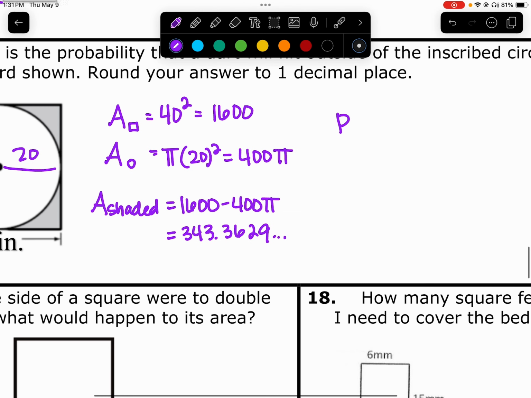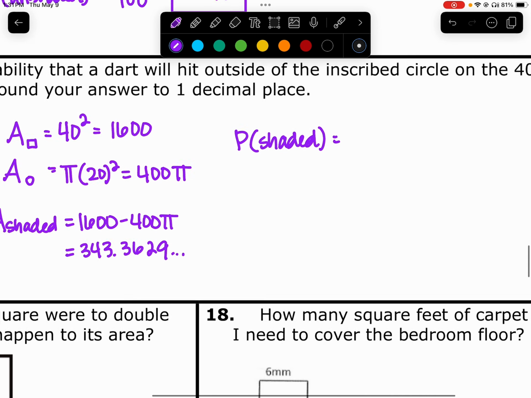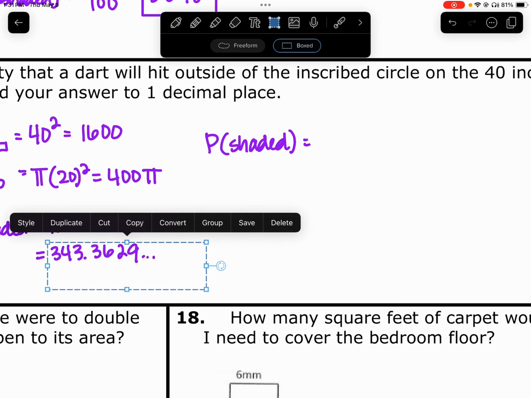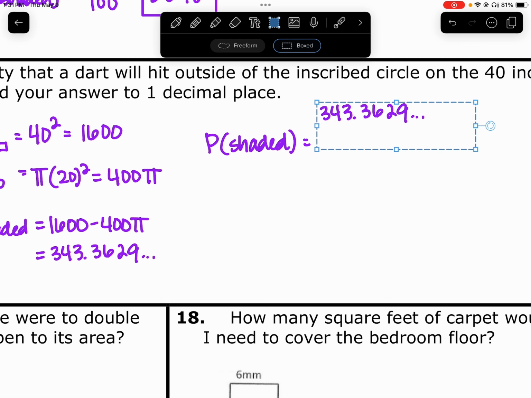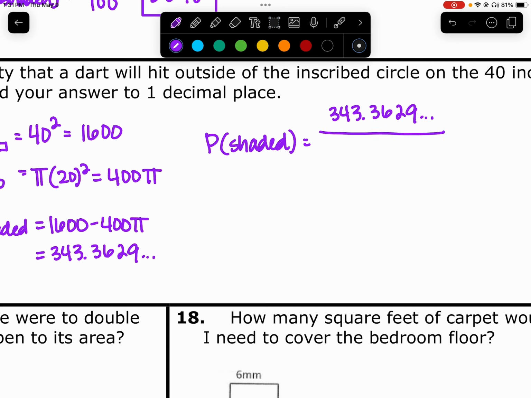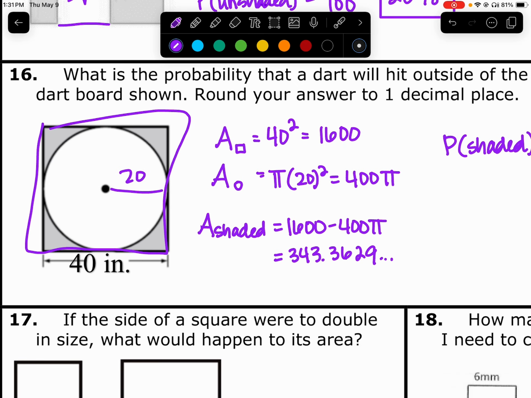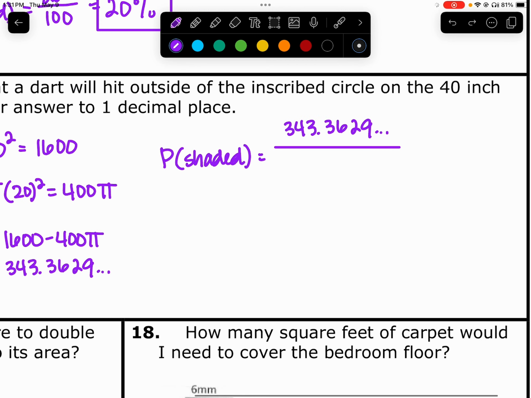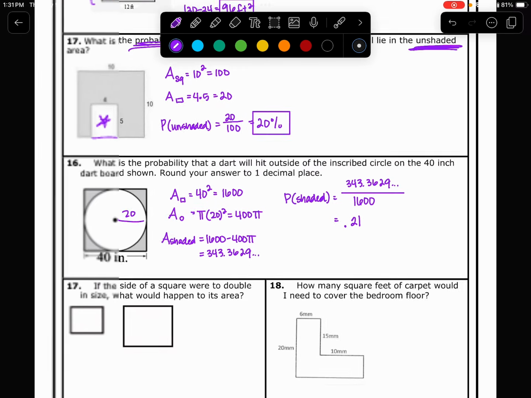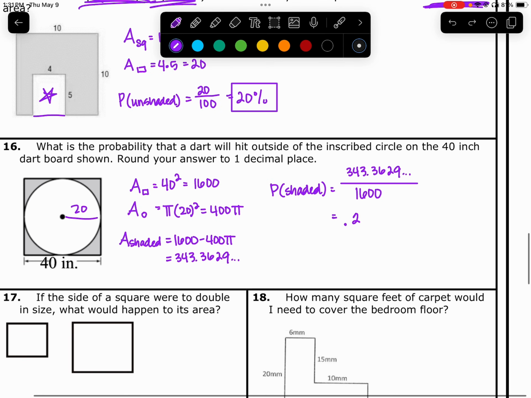All right, and to get the probability of the shaded region, you're going to need that number we just found, and we're going to put that over the area of the whole thing. Do not add the areas together. This is the whole thing. Just put the 1600 as the denominator. All right, so that should give us round about 0.21, which is about 21%. Oh, it says 1 decimal place. Just kidding. 0.2. There you go.